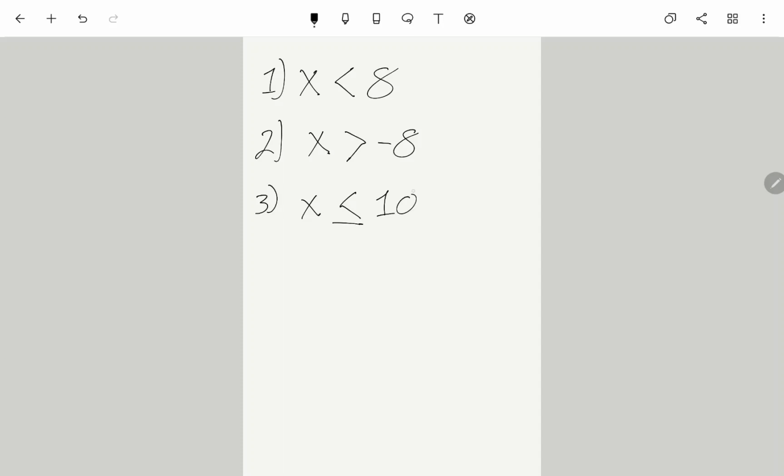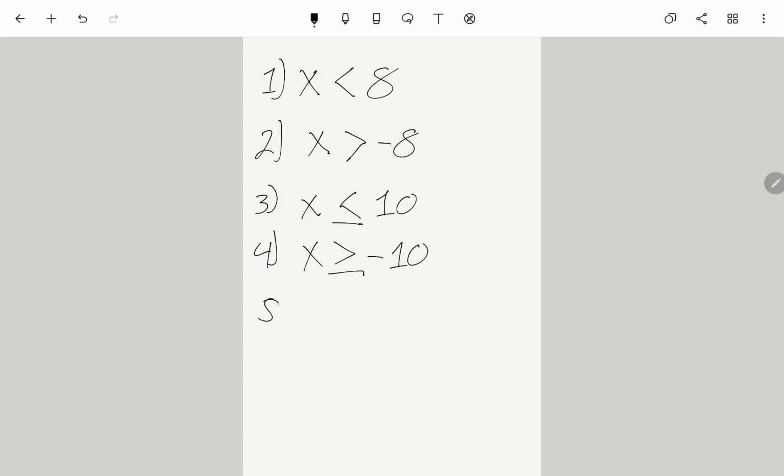For example, if I have x greater than 8, that's your first example. Second example is x greater than -8. Third example is x less than or equal to 10. Fourth example is x greater than or equal to -10.